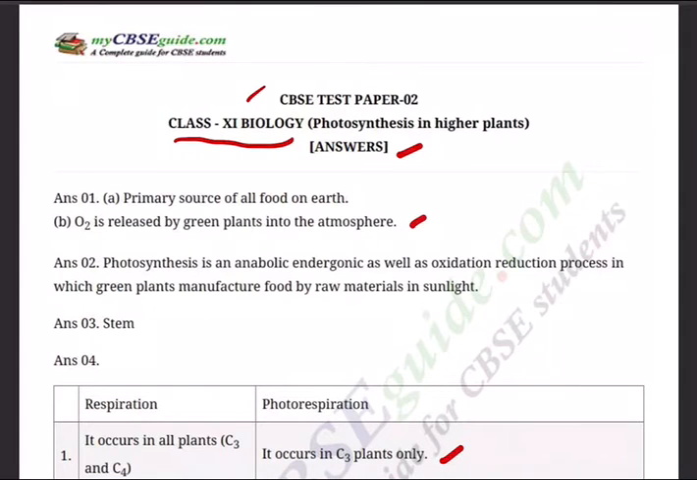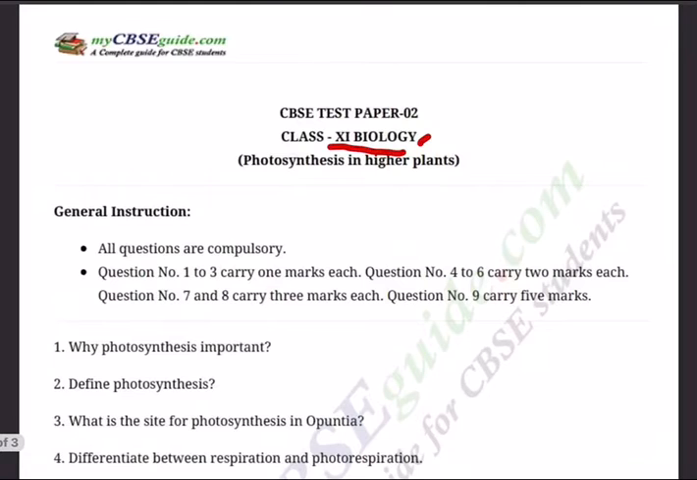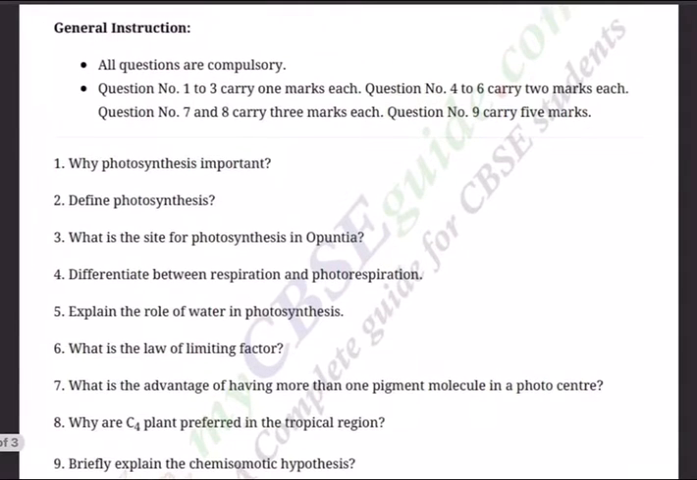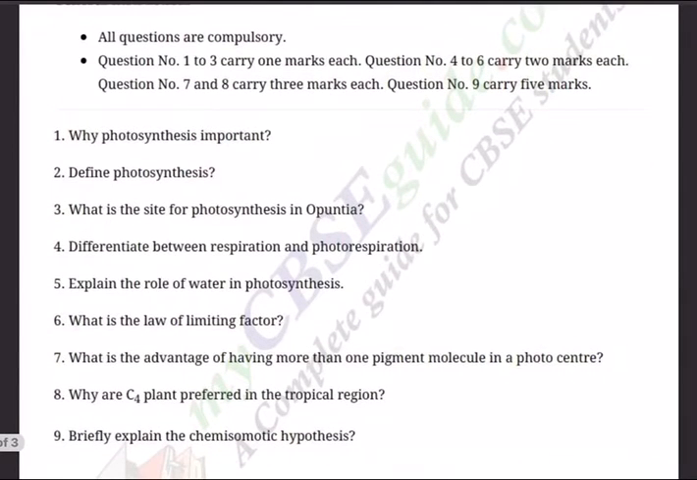And in this session we are going to revise the chapter in the form of test paper 2, and we are going to do the revision of the chapter Photosynthesis in Higher Plants. So basically we are dealing with questions to begin with, then we go for the answers, and before you jump to the answer session, you first answer yourself and compare your answers with the answers that I am providing.